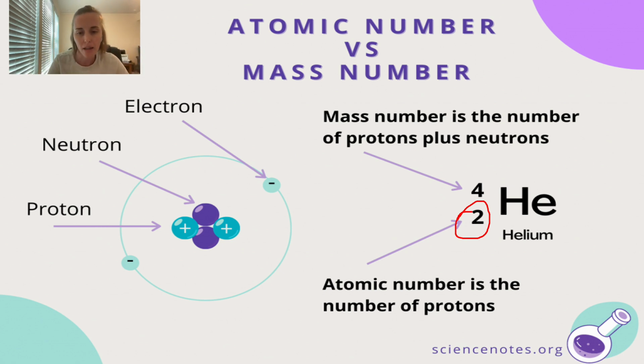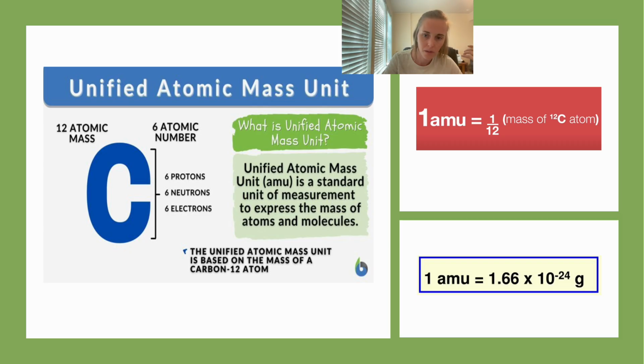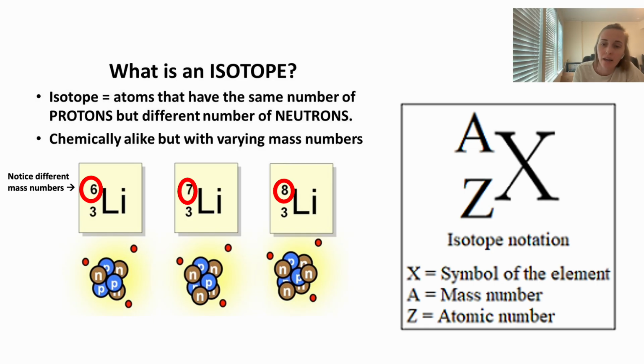And then your mass number is going to be the number of protons your specific element has, which you already know, plus the number of neutrons it has. How we measure the mass of an atom is using the Unified Atomic Mass Unit, AMUs, and that is just 1/12 of a carbon atom, or 1.66 times 10 to the negative 24 grams, which is an extremely small number.